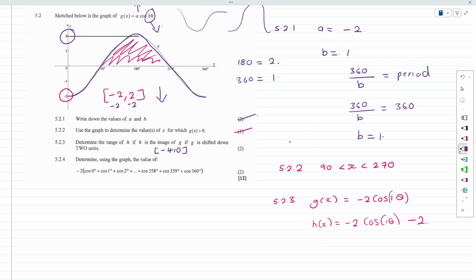Again, the old range was starting at minus 2, ending at 2, because the lowest point was minus 2, and the highest point was 2. But now, because we're moving the entire graph 2 units down, minus 2 becomes minus 4, but also 2 becomes 0, because we're moving everything 2 units down. Now they want us to determine, using the graph, the value of minus 2 into cos 0 plus cos 1 plus cos 2.